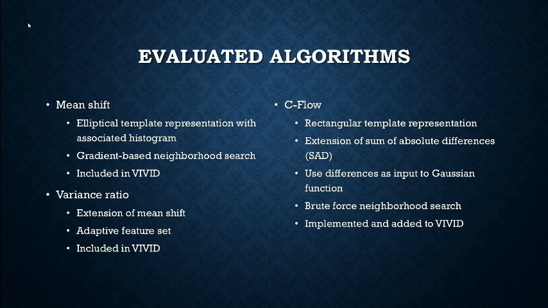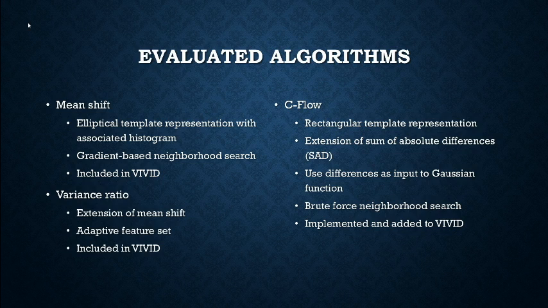And CFlow is the third algorithm I evaluated. It uses a rectangular template instead of an elliptical template, and basically can be considered an extension of the sum of absolute differences algorithm. Where it extends it is it uses these differences as an input into a Gaussian function before the absolute differences are accumulated. What this does is it ends up having a stronger response for close matches and a way weaker response for farther away matches. And the farther away it gets, the response in this Gaussian will be lower and lower.